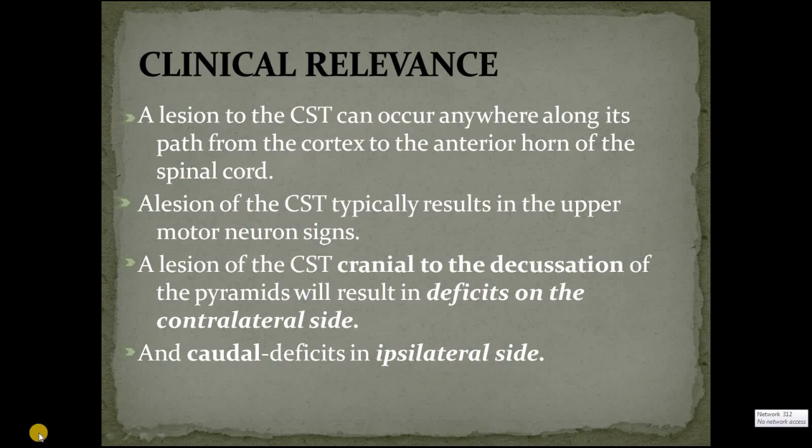For example, fibers from the left cortex decussate and cross to the right side and synapse with the right side of the anterior gray horn. So this is the reason when the lesion occurs cranial to the decussation, it will result in deficits on the contralateral side, and a caudal lesion results in deficits on the ipsilateral side.